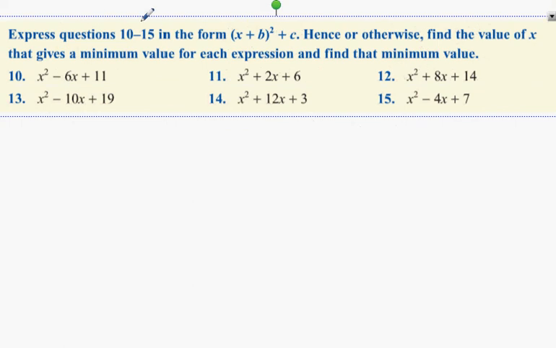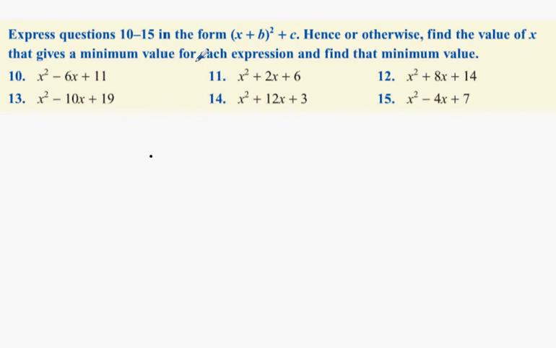Express the following questions 10 to 15 in the form (a + b) squared plus c, hence or otherwise find the value of x that gives the minimum value for each expression and find that minimum value. Now that doesn't mean anything to you guys right now, absolutely nothing. Okay, now here's the plan.